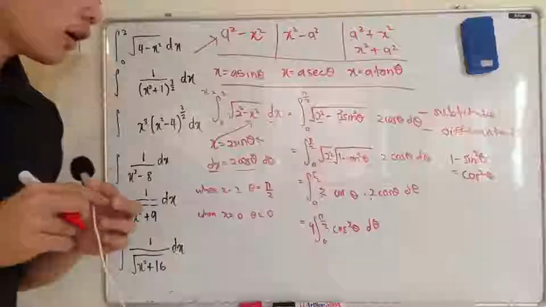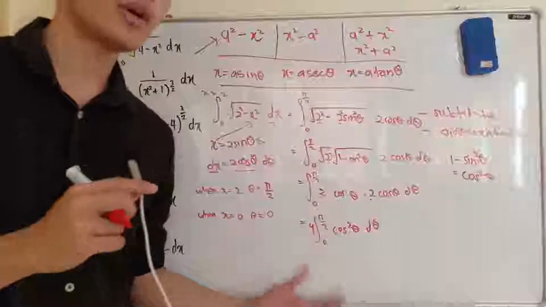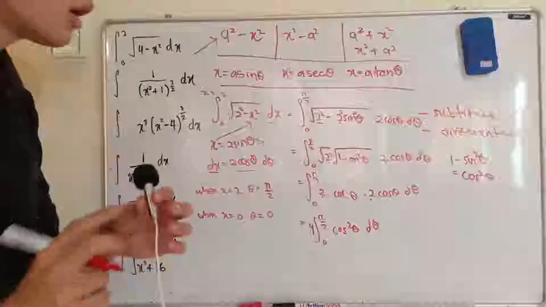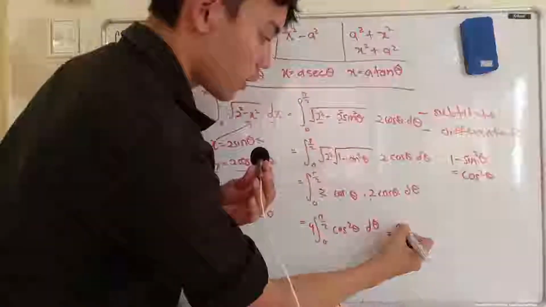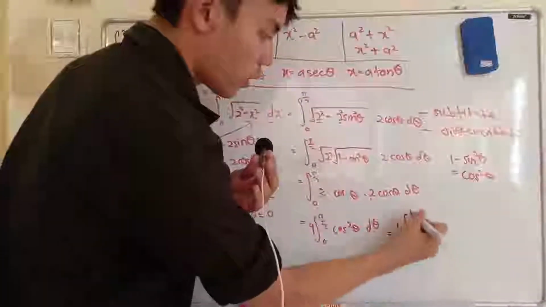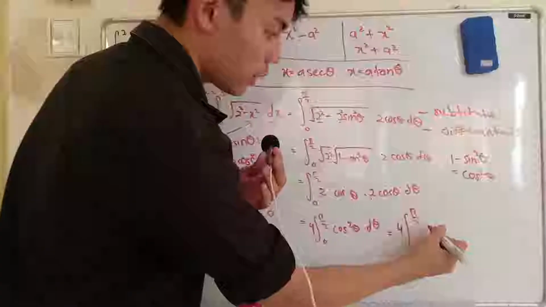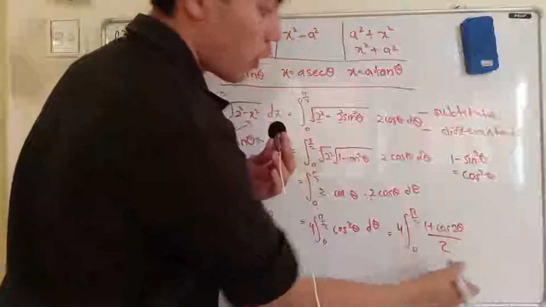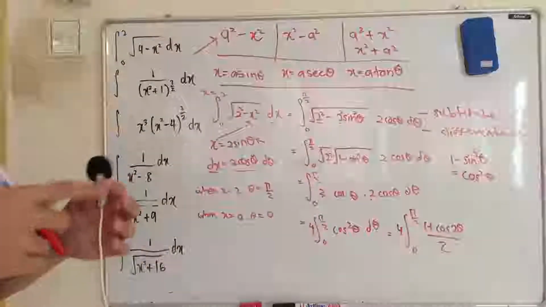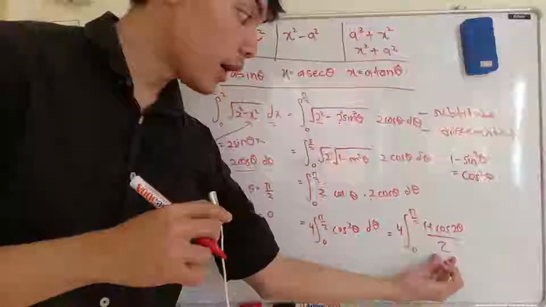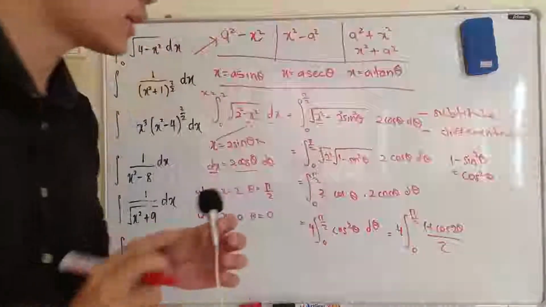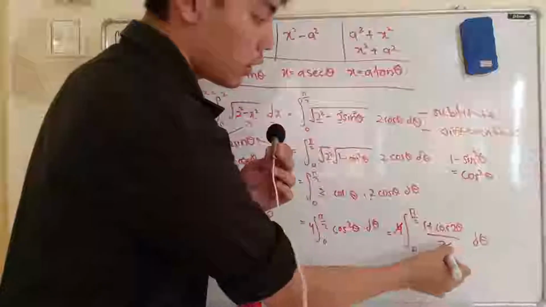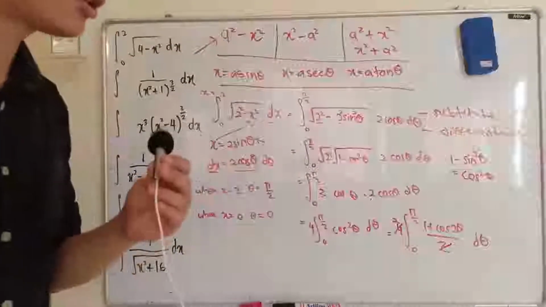When you want to integrate cos square theta d theta, what you're going to do is change this cos square, so you have 4 times 1 plus cos 2 theta over 2, by using this property. Now these two I can just bring out and cancel, so the outside is going to be 2 as well.